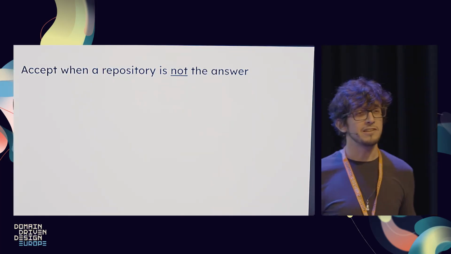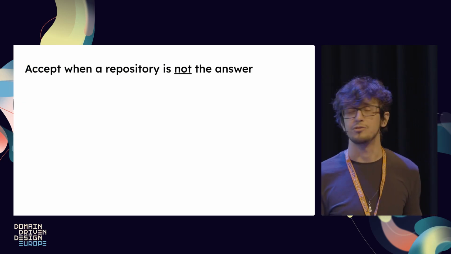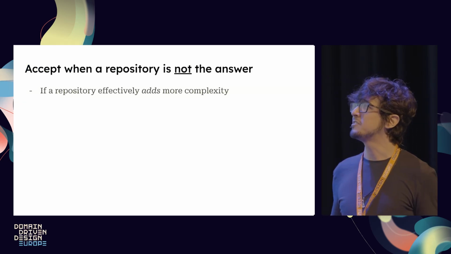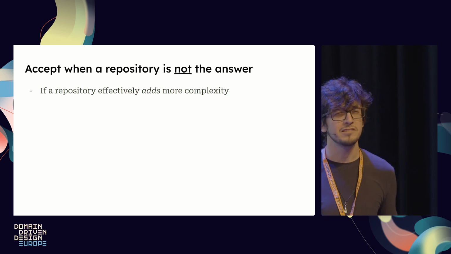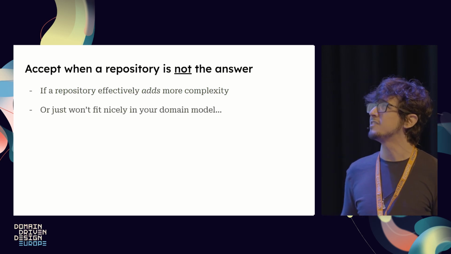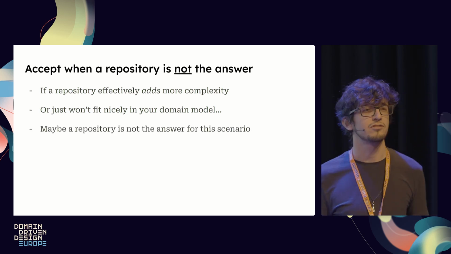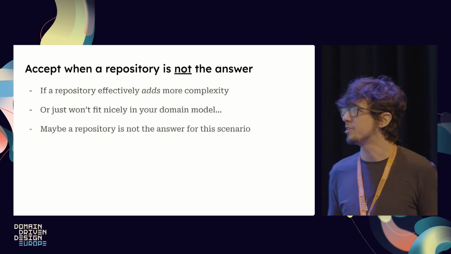And then you also might accept that sometimes a repository is just not the answer for what we're trying to do. So if a repository is effectively adding more complexity than it's tackling from your domain model, or it just won't fit nicely on your domain model, just accept that a repository might not be the answer for this scenario. It might happen. That's okay.